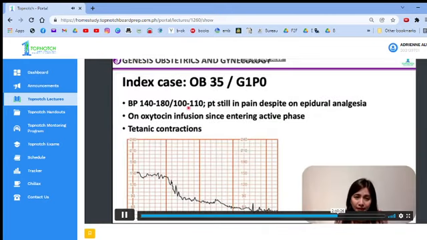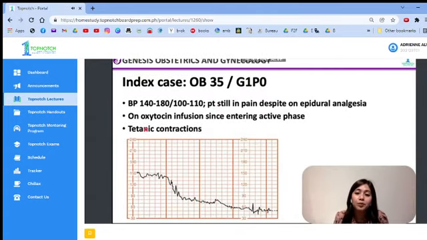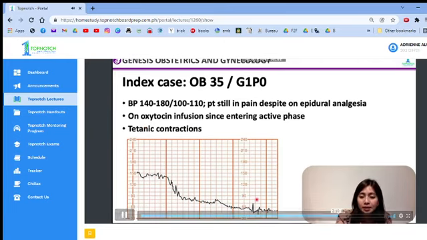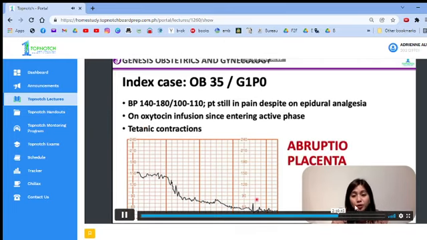Meron kang hypertensive na advanced maternal age, very much in pain, naka-oxytocin drip for say a long time, tapos tetanic na yung contractions mo, and then meron kang fetal distress. So you could be dealing with a case of abruptio placenta. So bakit abruptio placenta and ano ba yung abruptio placenta?